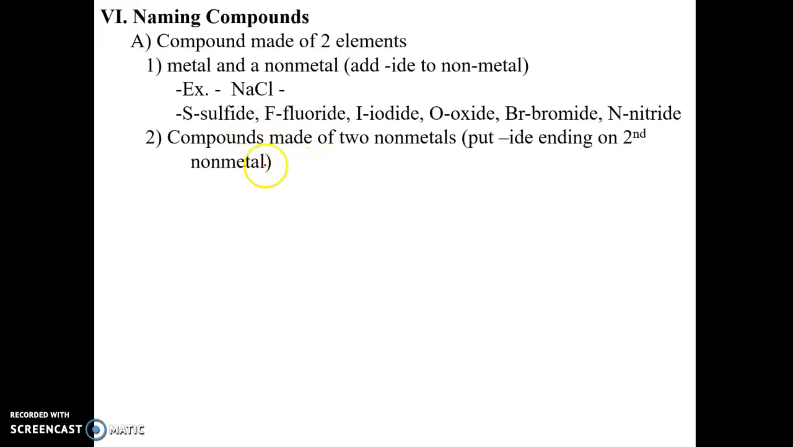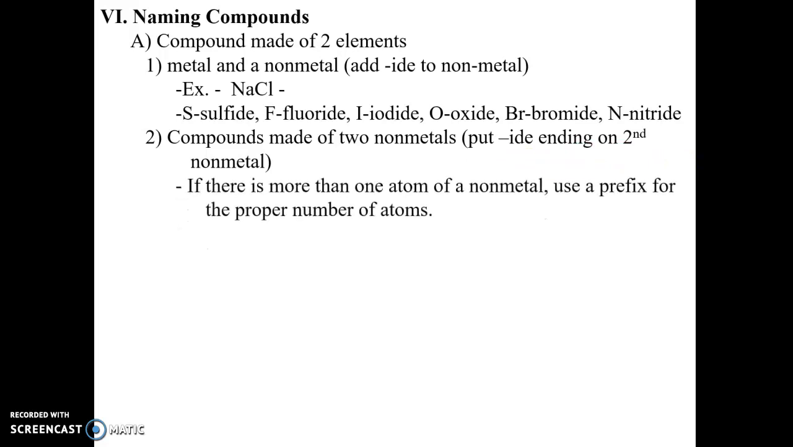You still write the name of the first element, which is a nonmetal, all right? And then you're going to put -ide on the second one, all right? However, a difference is many times there are different versions of it. For example, there's CO, all right, and there is CO2.